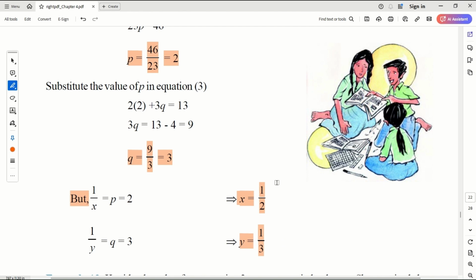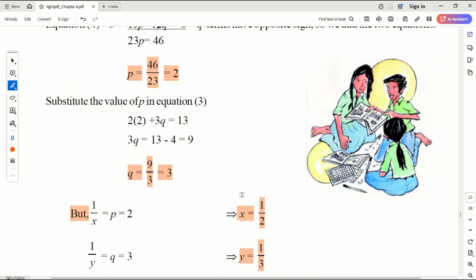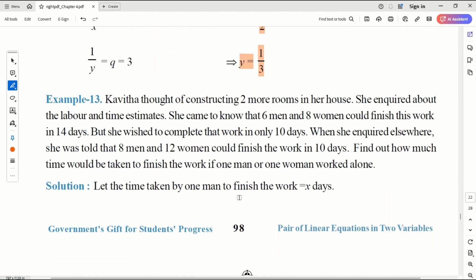This is how you should solve these problems where, even though they are not linear equations, they have a consistency in their equations. So you can reduce them into a pair of linear equations and then solve them. Okay, let's see some more examples here.